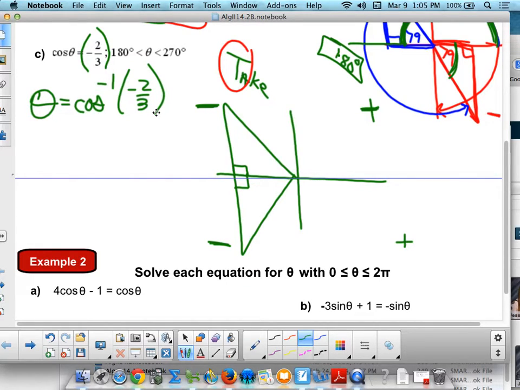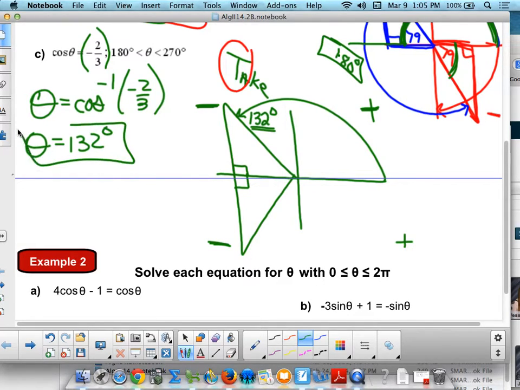132, says Jessica. So watch this. Right there. 132 is the answer. So theta equals 132. Guess what? Do they want that one? No. They want the other one. They want this one. This is the hard one because this is the one where they don't give you the reference angle. You have to come up with the reference angle right here.